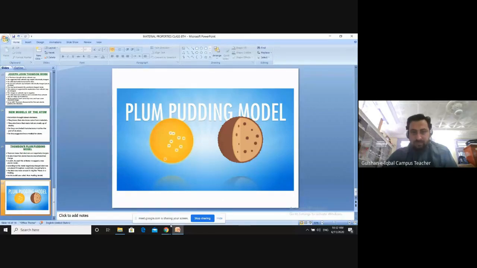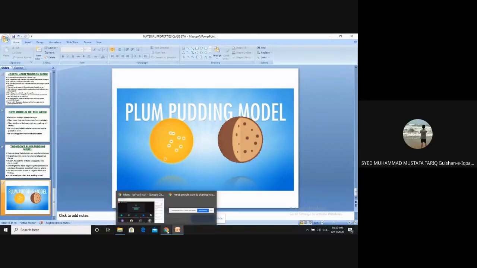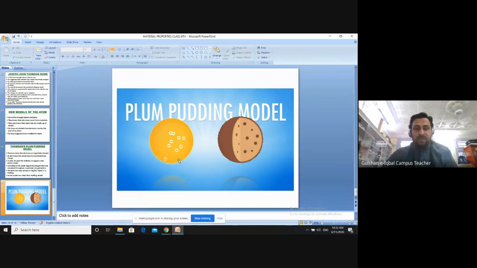Clear? Sir, what is the orange? The orange, this one is the atom, the atomic model. According to him, the electrons are present in the positive sphere. That yellow one is the positive sphere, and the electrons are moving in it like this one. So this is just like a plum in a pudding. So people call it the plum pudding model.